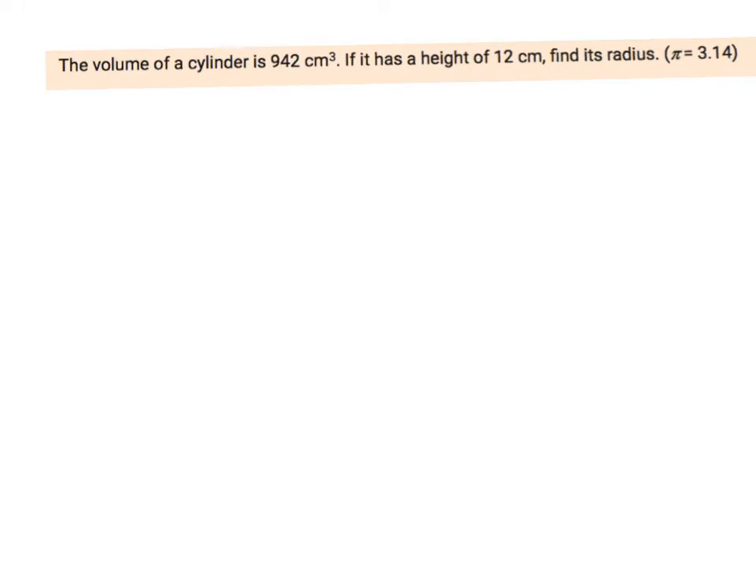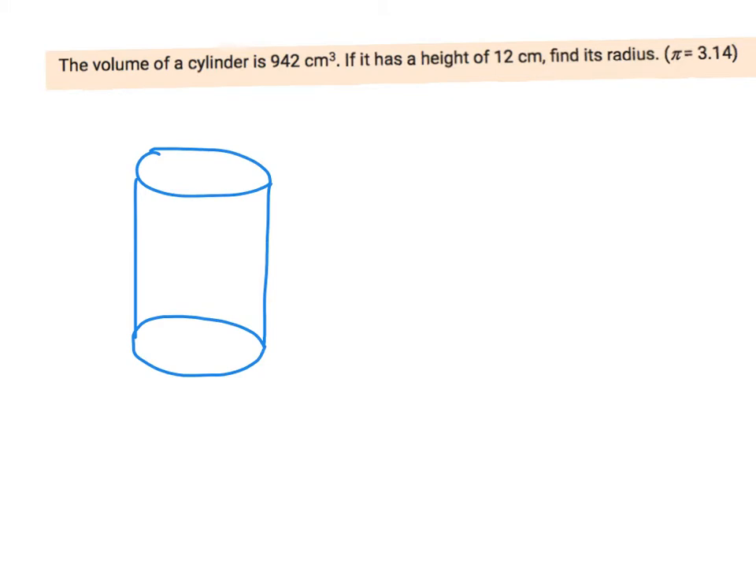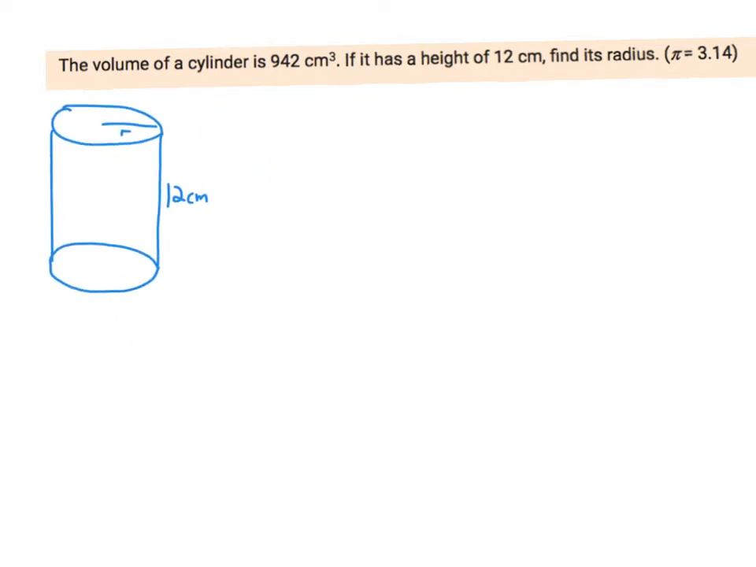So here in this question, we're given the volume of the cylinder, we're told its height, and we're asked to find its radius, and we're told use pi equal to 3.14. So again, we sketch our diagram of our cylinder. Here we don't know its radius, so that's going to be r. We know its height is 12 centimeters.